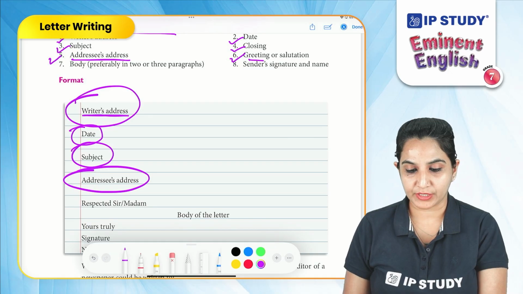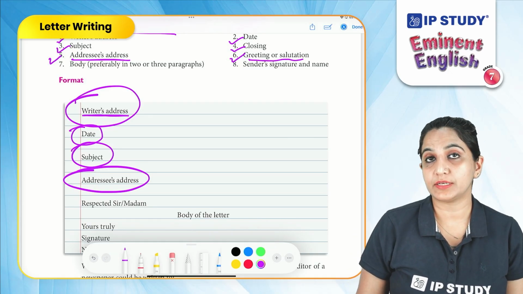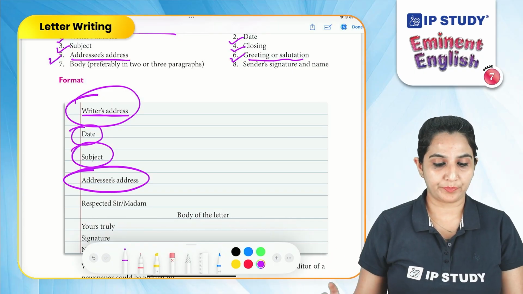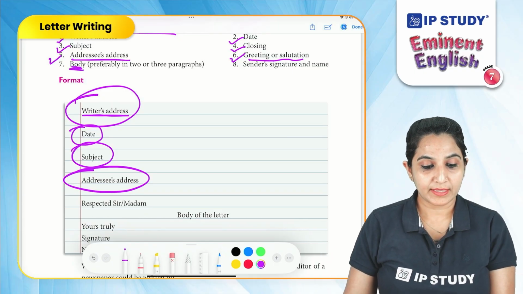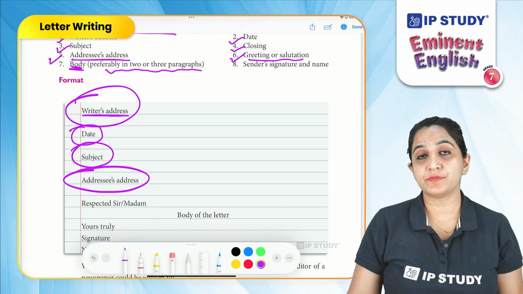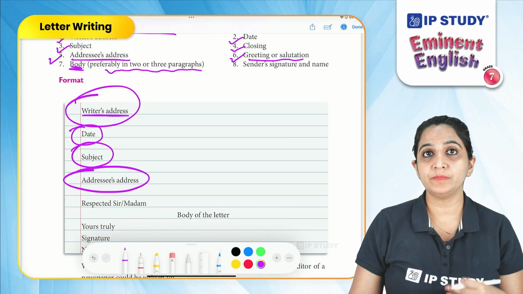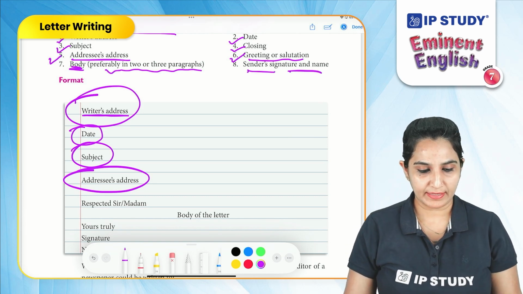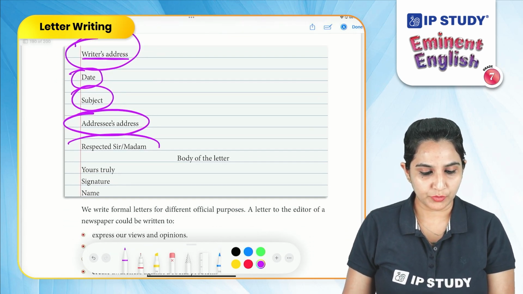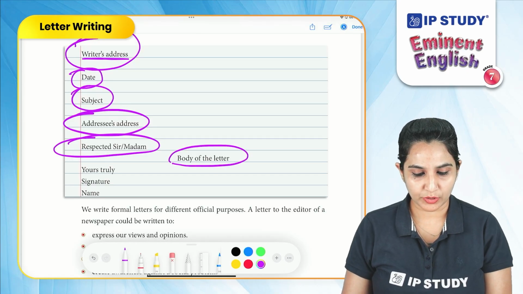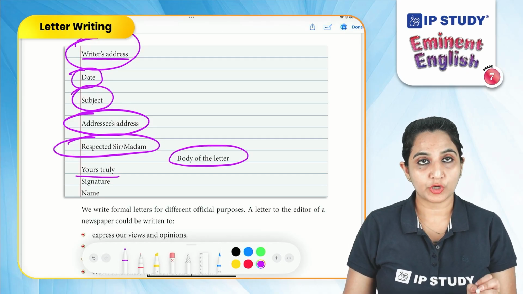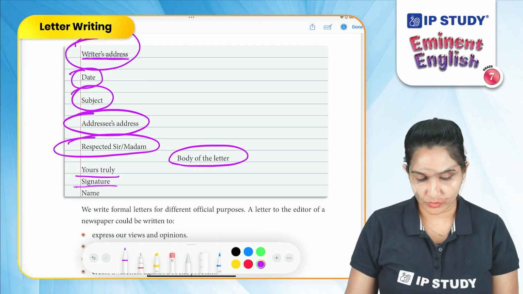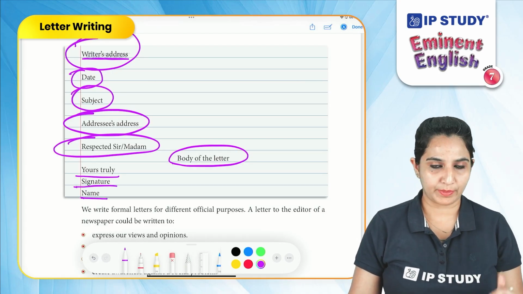Then greeting or salutation. As discussed, the greeting or salutation will be dear sir or respected sir, ma'am. And then the body. This should be in 2 or 3 paragraphs stating the purpose of writing the letter briefly and concisely. Sender's signature and name. So here you use respected sir and madam, then there's a body of the letter, then yours truly, yours faithfully, yours sincerely. Any of these can be used, and then do your signatures and write your name beneath.